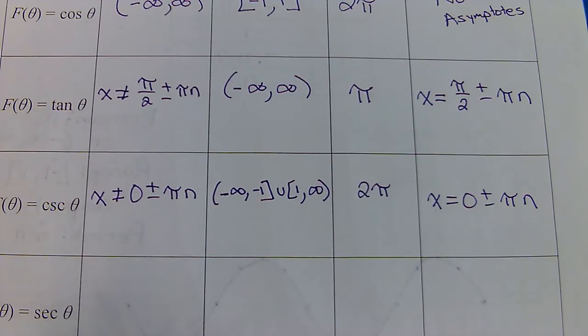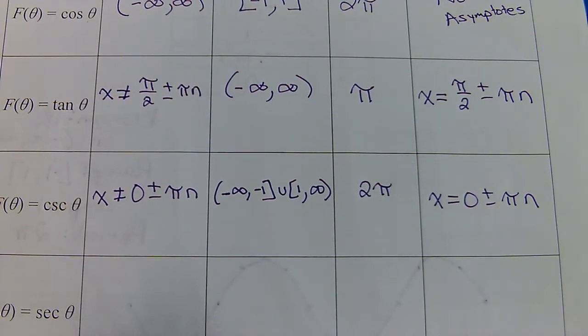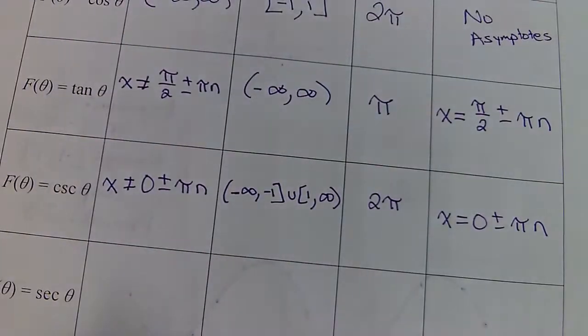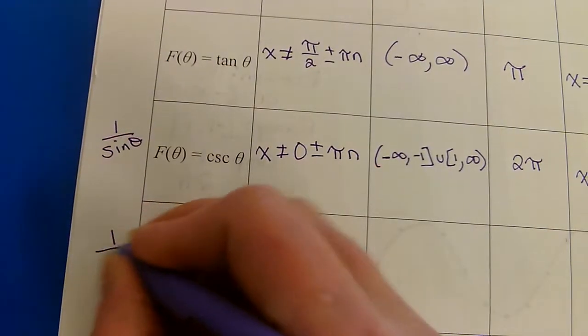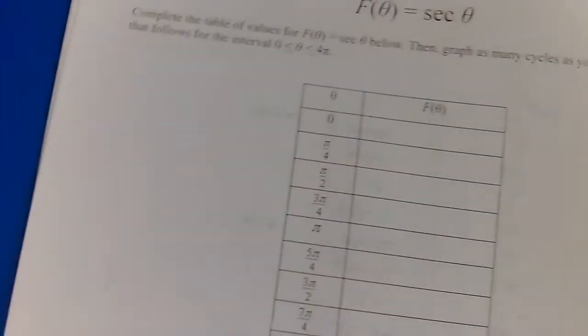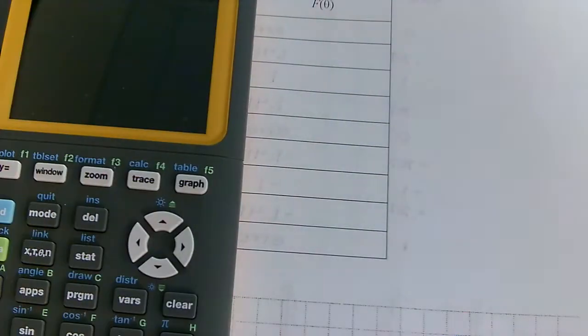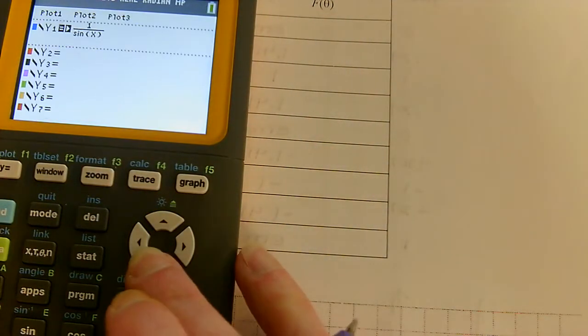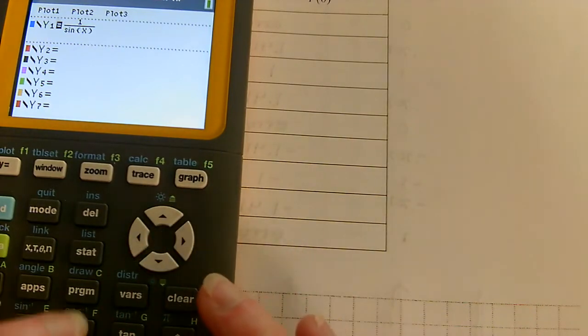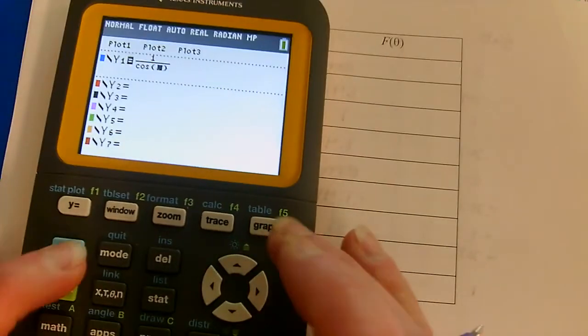The next one we're going to do is secant. And I bet we're going to have something very similar, just kind of shifted because cosine is a little shifted. And so let's remember secant is 1 over cosine. So that's what I'm going to be looking at. Okay, so in the calculator, I already had it set up as a fraction. So I'll just change that to cosine and go look at the table.